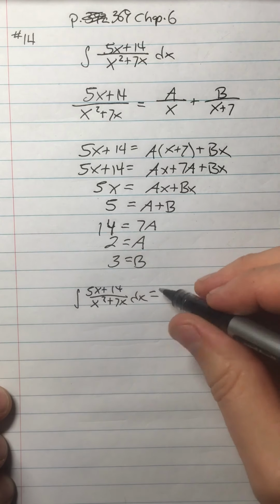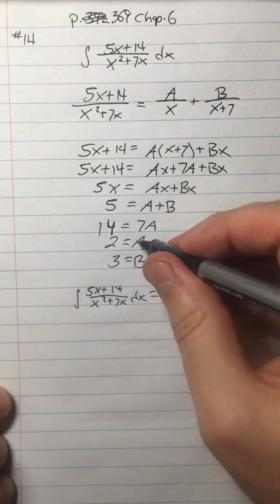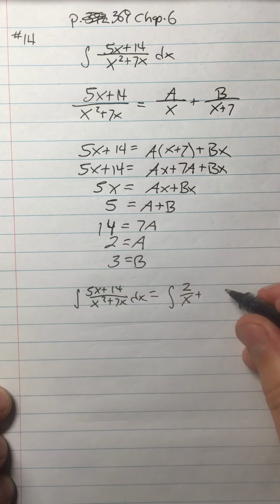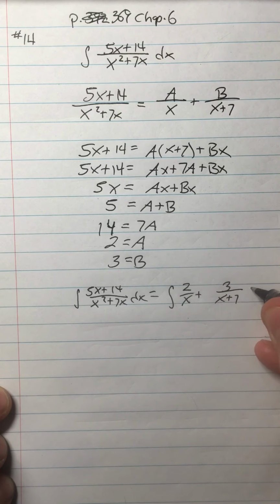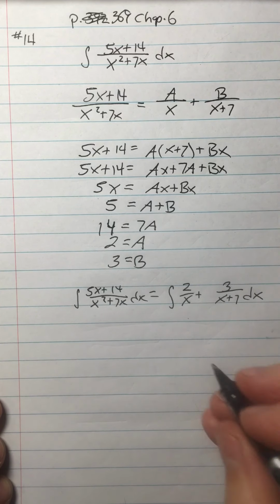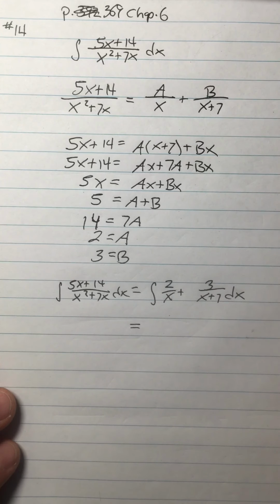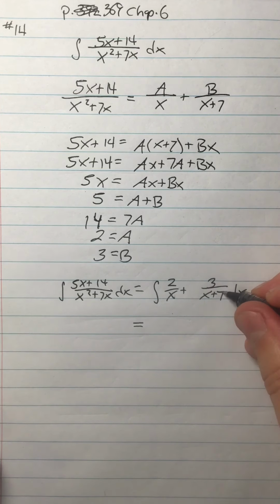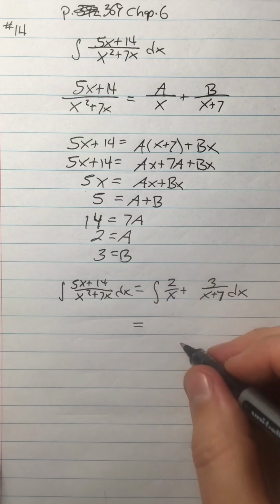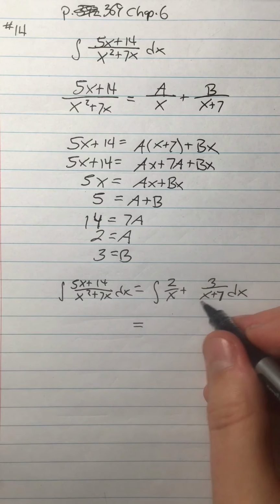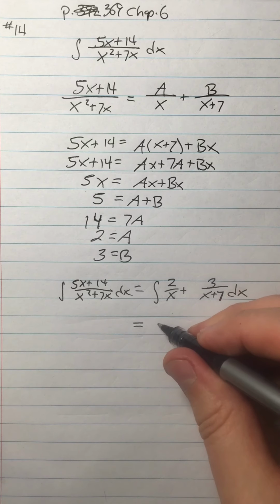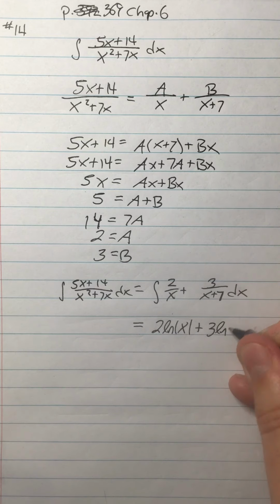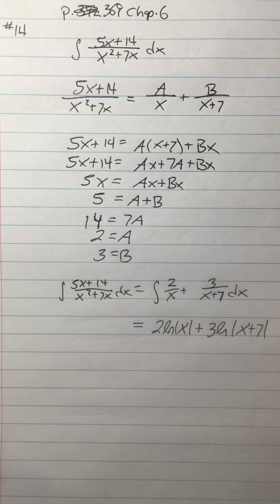And I'm going to say that that integral equals, so it's a over x, my a is 2, so it's 2 over x plus b over x plus 7, so it's going to be 3 over x plus 7 dx. Okay, so now you've seen enough of these. I mean, you haven't seen that many of them, but you're going to get the idea of the pattern of how this works. That from here, I'm not even going to write out the 2 and the 3 and separate the integrals. I'm just going to say this is 2 ln of absolute value of x plus 3 ln of absolute value of x plus 7. And you're welcome to do that.